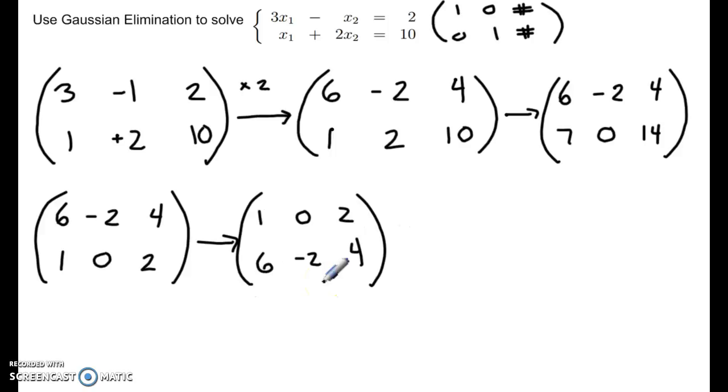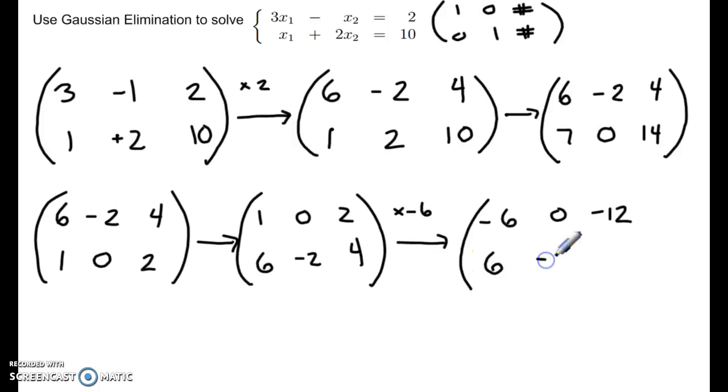Okay, so I want this to be a 0. I need to get rid of this 6. So to get rid of this 6, I'm going to multiply the top one times negative 6, and then add it to the bottom one. So first, multiply the top by negative 6. I get negative 6, 0, negative 12. On the bottom, it stays the same, 6, negative 2, and 4.